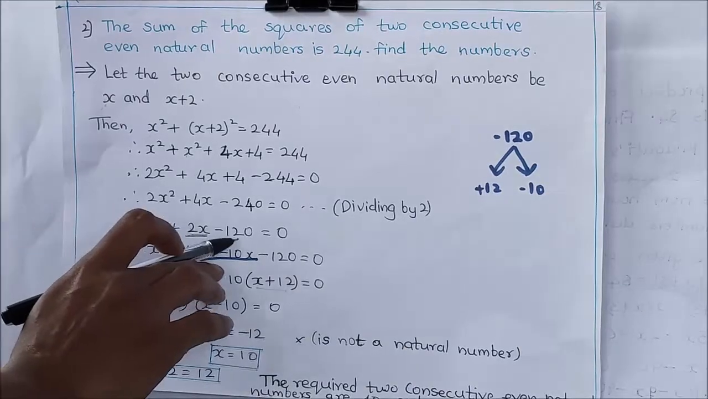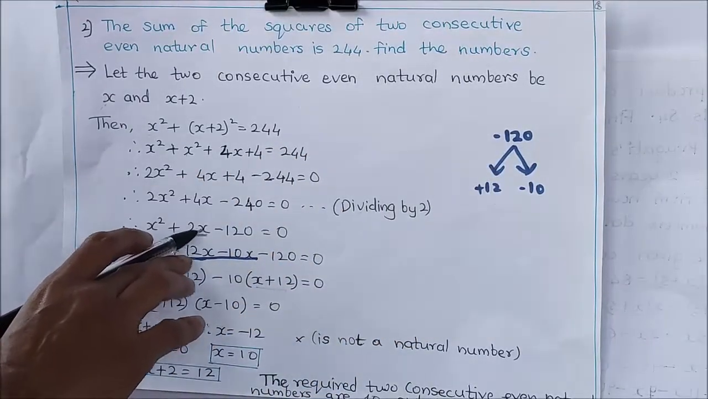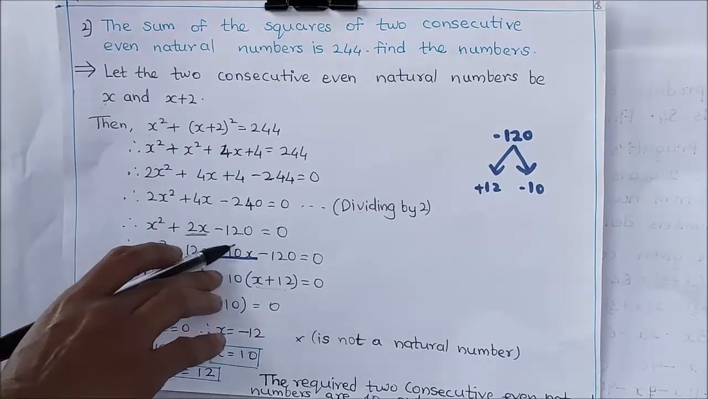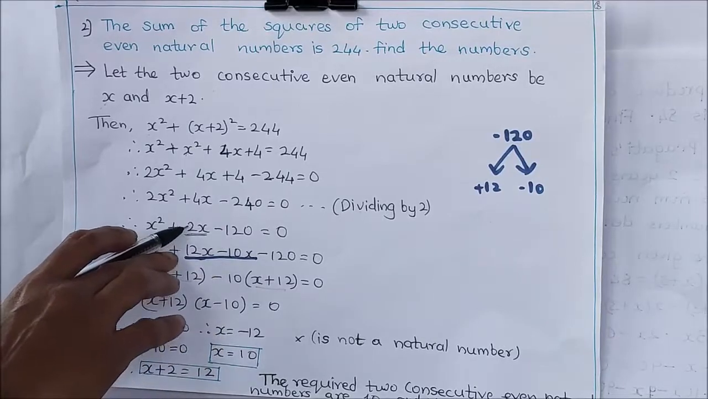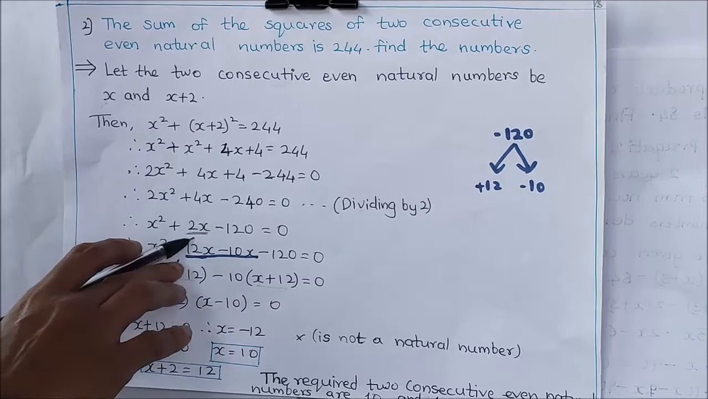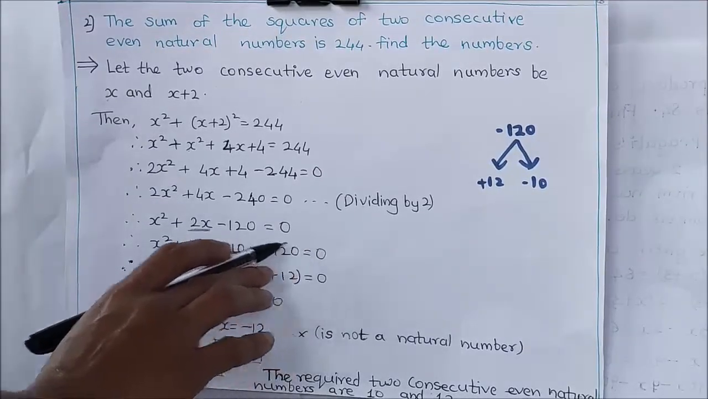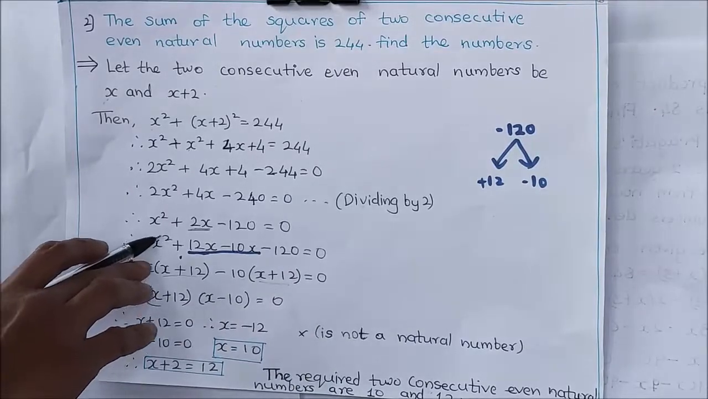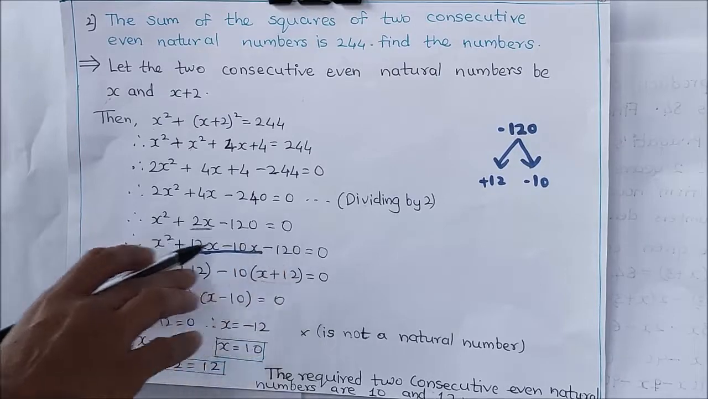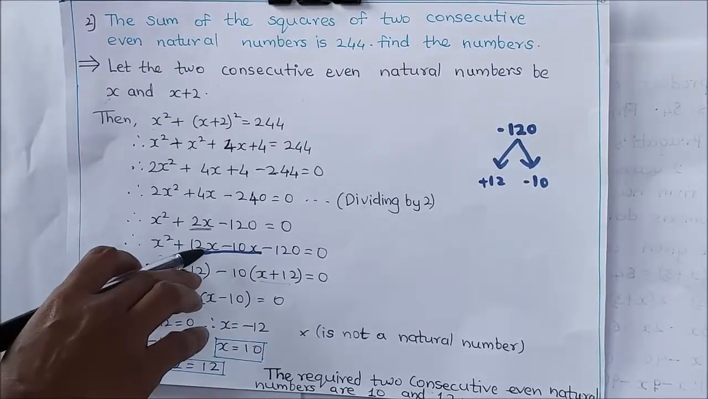Now 1 into minus 120, we have to split in such a way that we get plus 2. So 12 tens are 120, and plus 12 minus 10, if you add this, you get plus 2x. So we split this 2x as plus 12x minus 10x, giving x square plus 12x minus 10x minus 120 equals 0. Now, in the first two terms, x is common.